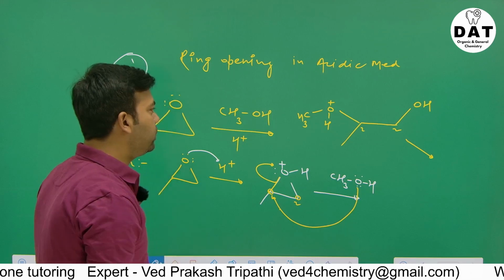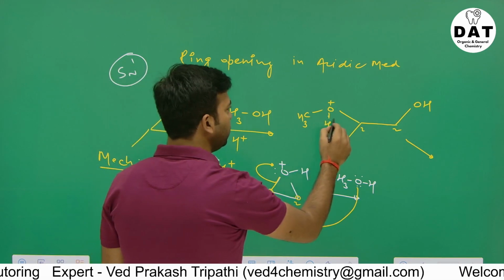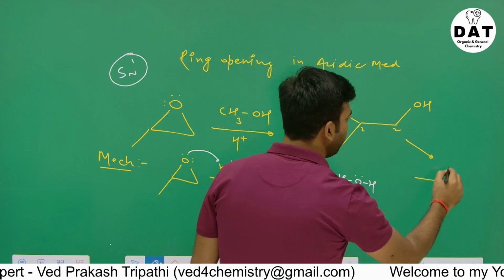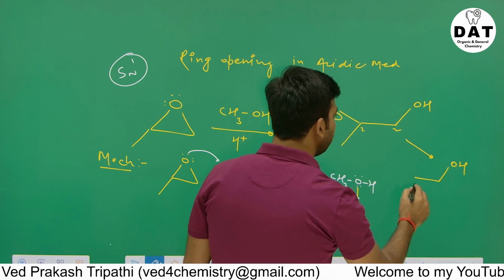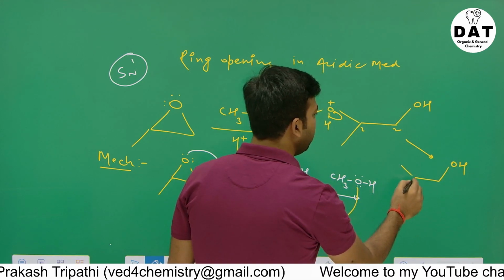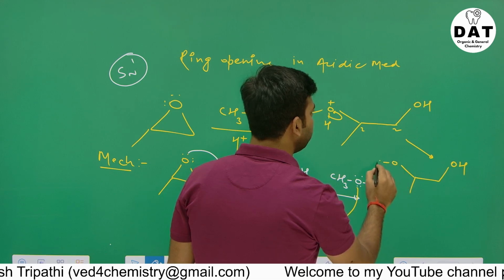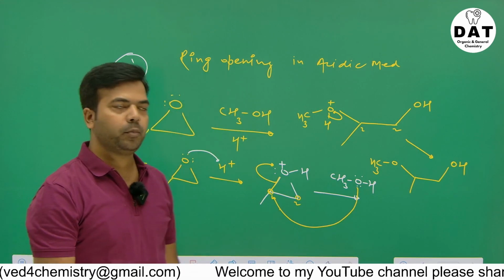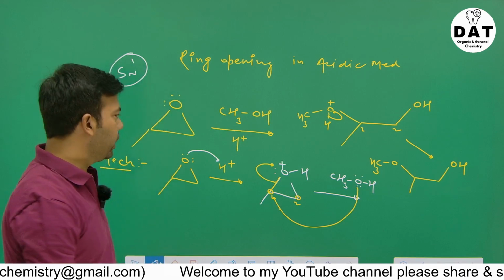And in the last step, what will happen? This is going to break. So you have this kind of product. Here OH, here methyl, here OCH3. Clear? So this is a final product. Make sense?